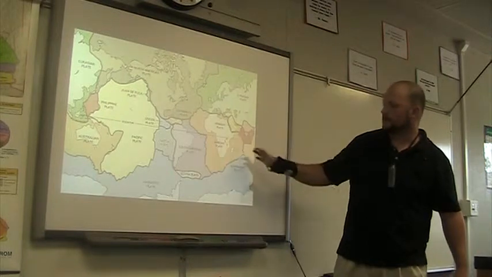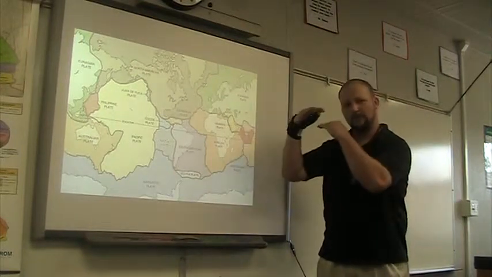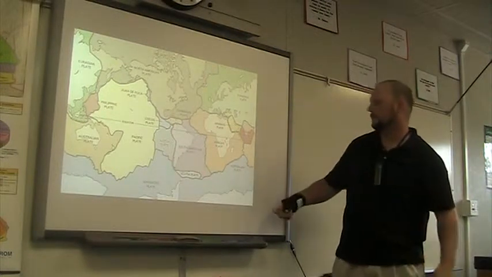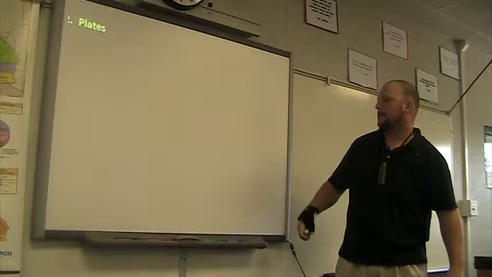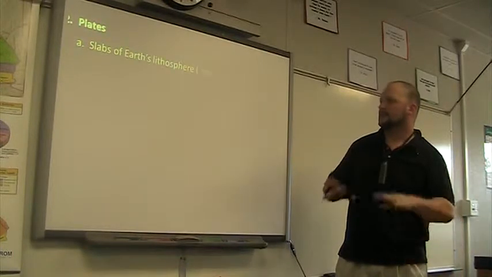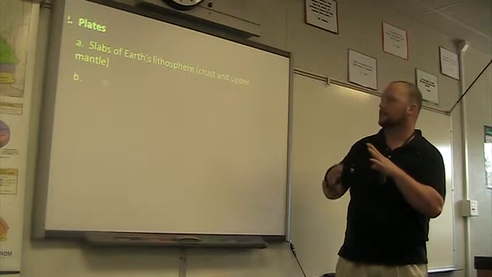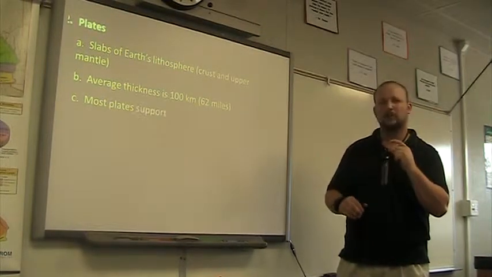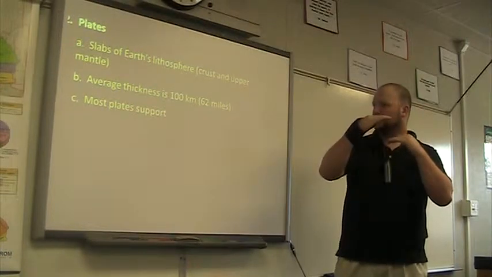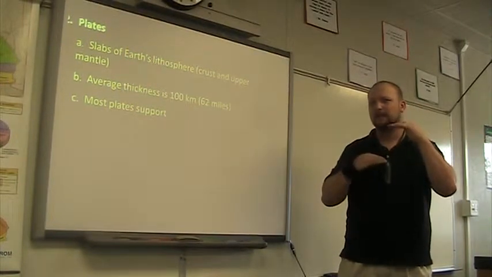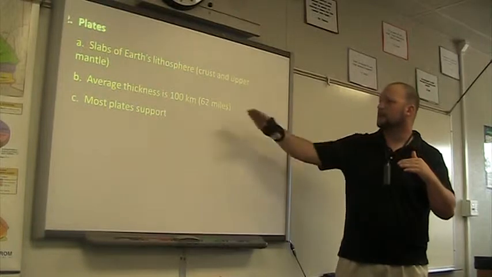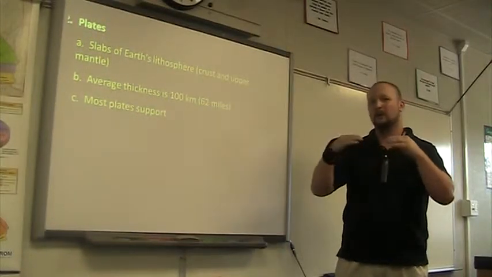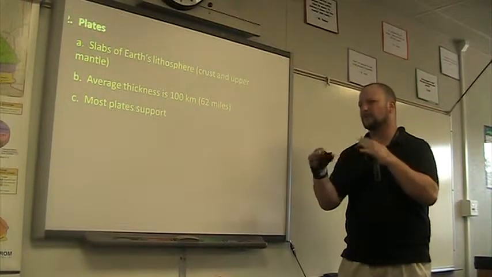And you can see how the Earth is formed, and these plates sit on top of the mantle. Okay? So you've got your plates. These are slabs of the Earth's lithosphere, or crust and upper mantle. Average thickness is about 100 kilometers or 62 miles. That's pretty thick, but in comparison it's really not that thick. The continental plates are about 62 miles thick, whereas the oceanic plates are only about 4 miles thick.